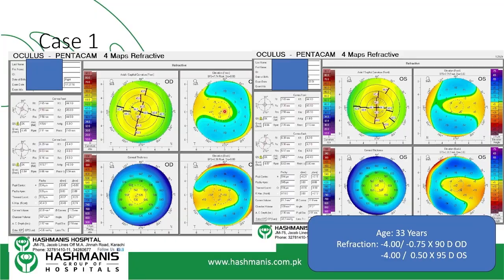Then you've got the elevation maps. So you've got an anterior elevation and then a posterior elevation. When you look at these two data, these are relatively less dependent on a good angle kappa, but they are also dependent on angle kappa. So just because you see a tongue shape with a slightly higher elevation, it does not mean that this is abnormal. You have to see if the cone is being exaggerated on both the enhanced best fit sphere and the normal best fit sphere, and then compare that to the pachymetry.